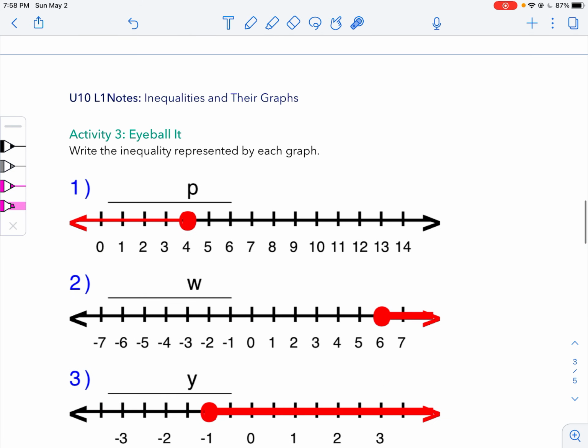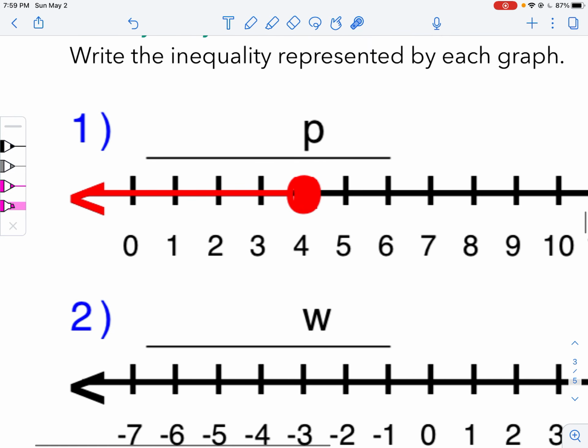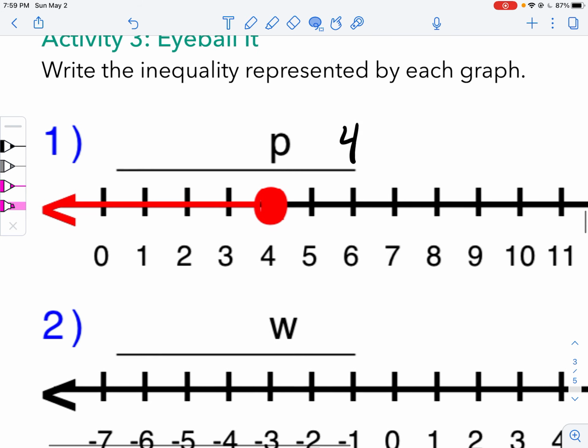Now we're going to do the opposite direction. We're going to look at the circle, and then we're going to figure out where it needs to go. First, the circle is going to tell you what number is important. I think it's easier to always put the number afterwards, like this. If you want to put it in front, you can, but you should put them like this. Okay, 4.